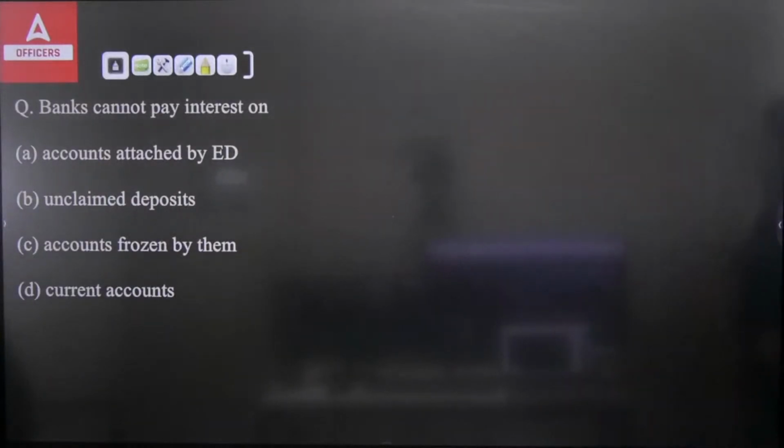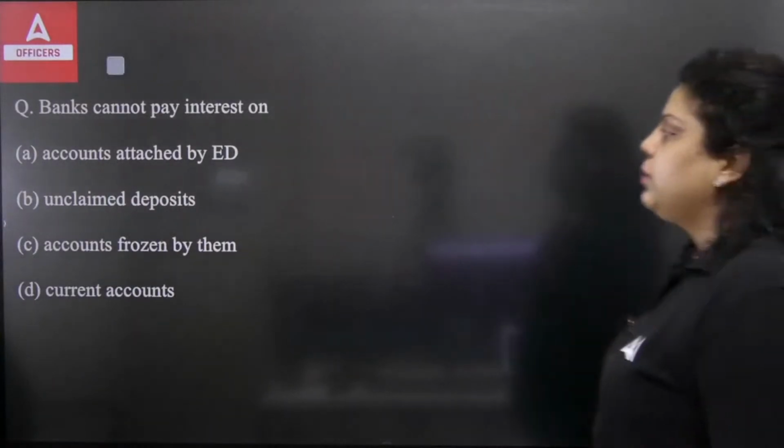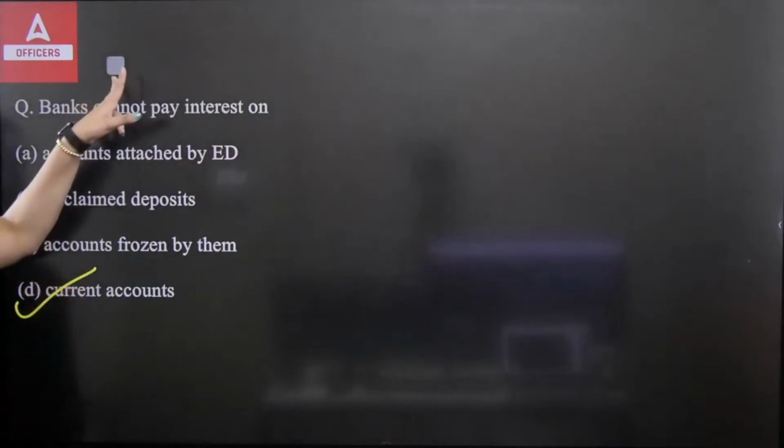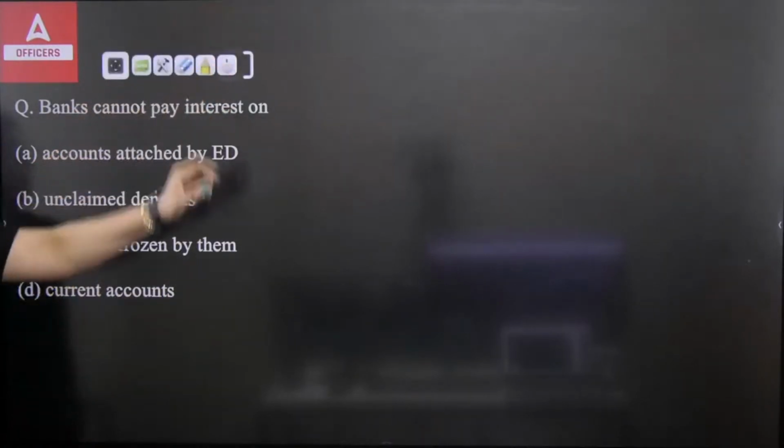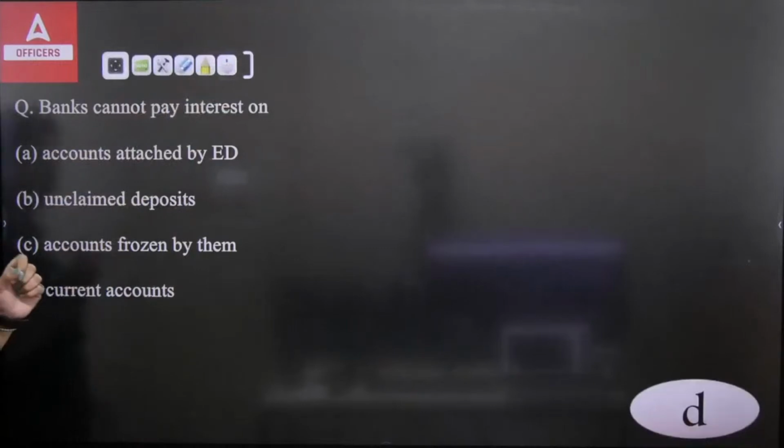That is very obvious, current account. The banks cannot pay interest on the current account. So the right answer will be the D option. Right answer will be which option? It will be the D option. Okay, next.